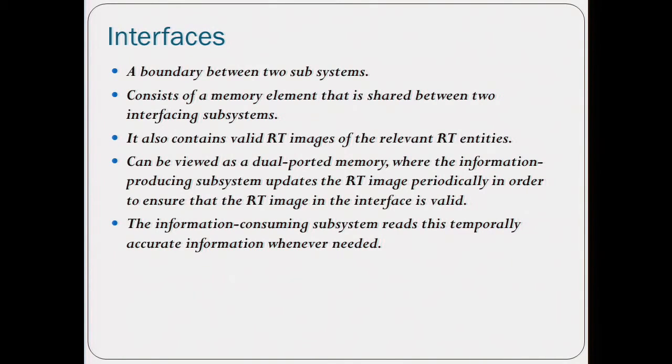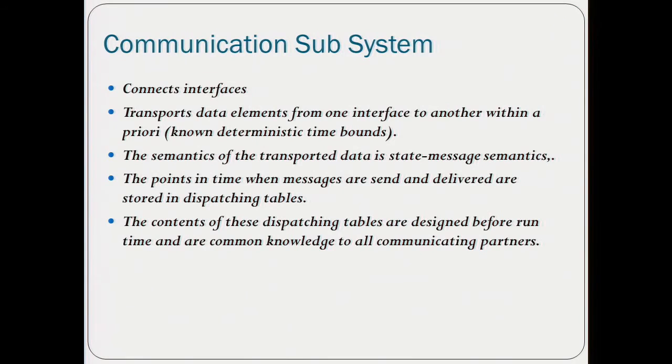So it's a dual-ported memory in some sense, where on one side you have a real-time status, and the other side is a real-time image, right, that you deliver to the network. And so the information-consuming subsystem reads this temporally accurate information whenever it is needed. Now, this temporal accuracy has to be part of the design requirements, because that will determine the length of the cycle. The communication subsystem then connects the interfaces, obviously, and transports data elements from one interface to another, right?